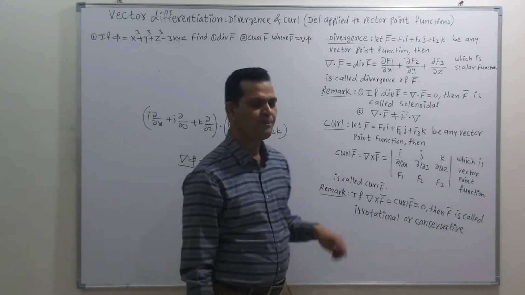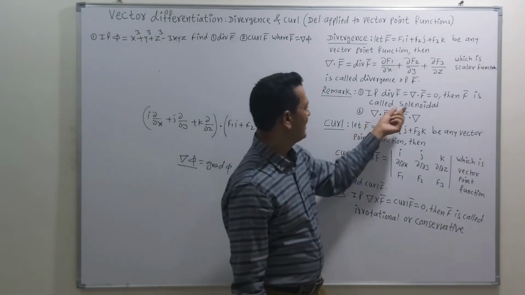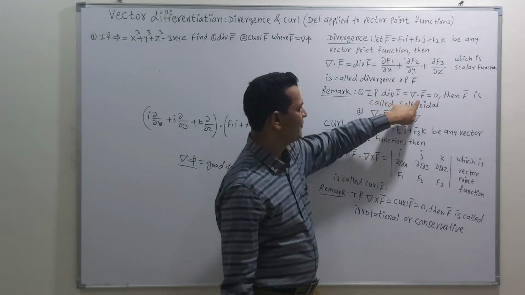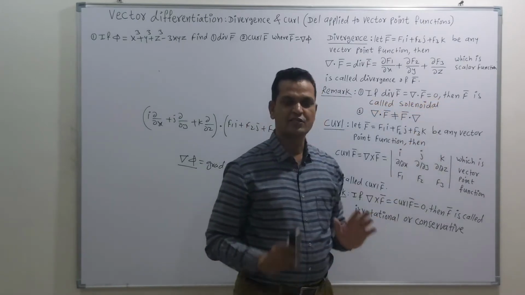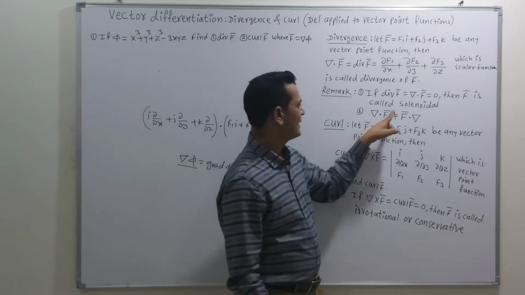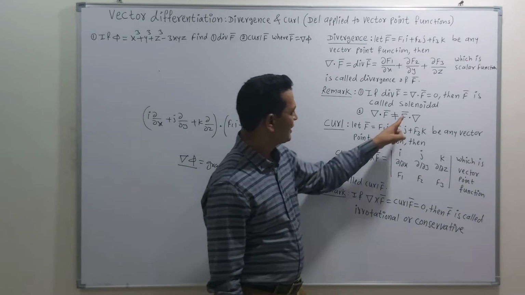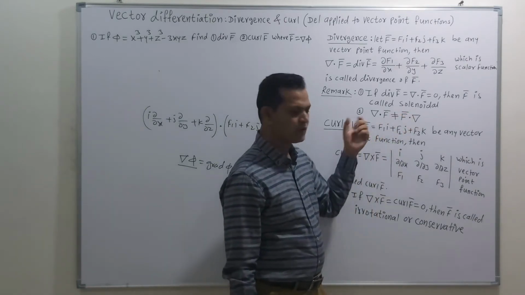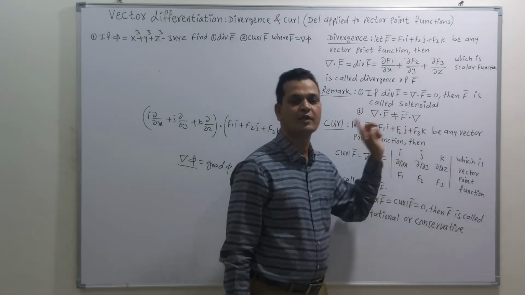Now, if after calculation the value of the divergence of f bar, also written del dot f bar, is equal to 0, then such a vector field is called a solenoidal vector field. This is an important definition. We will solve examples based on this solenoidal vector field, and try to understand that del dot f bar is not equal to f bar dot del.